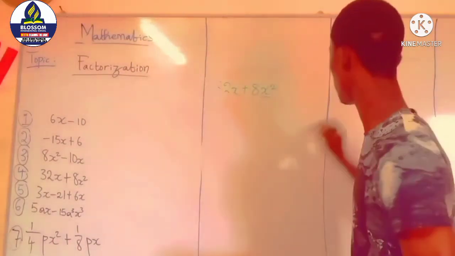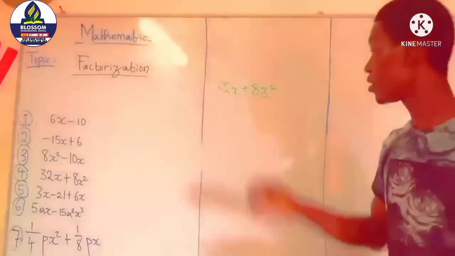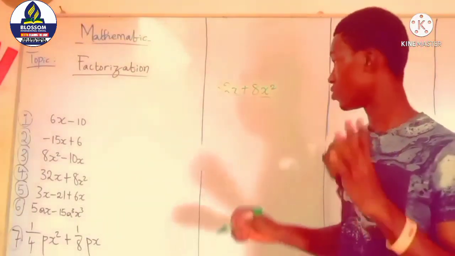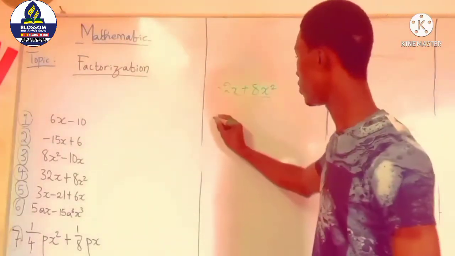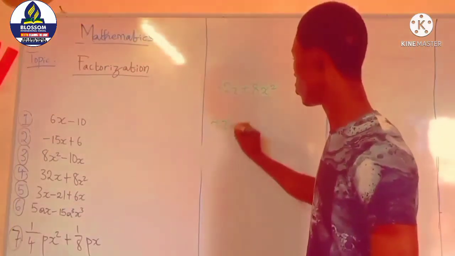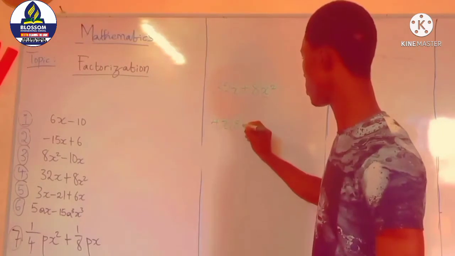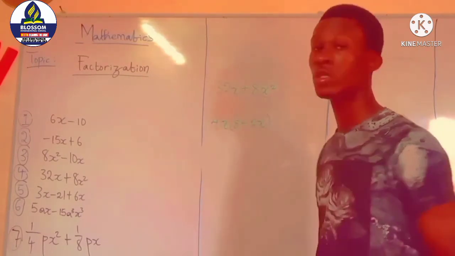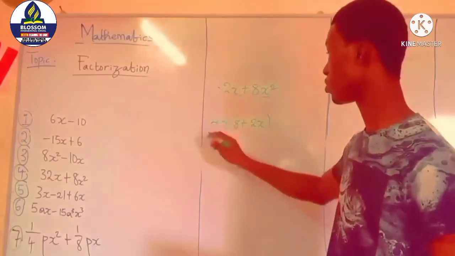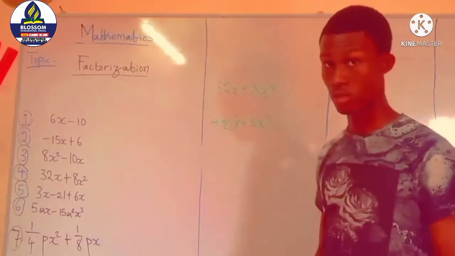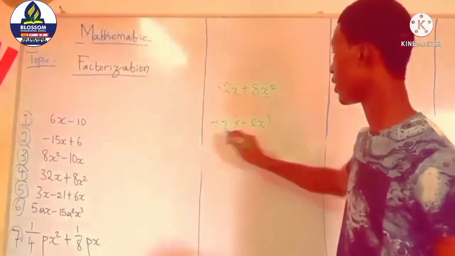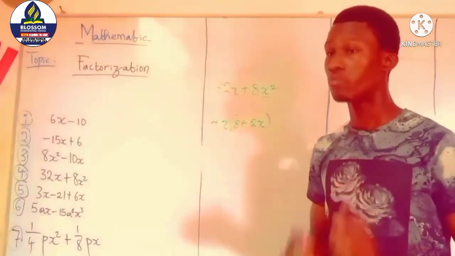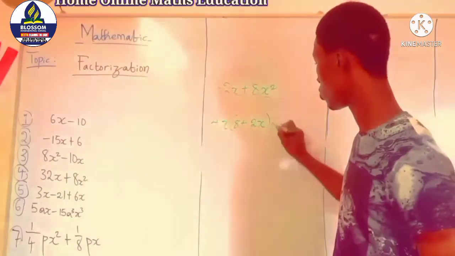Now if your answer is this, when looking at this question, there are some of you who may give different answers. For example, someone can give this: 4x open brackets 8 plus 2x. Now, as a matter of fact, we know that 4x times 8 will give us 32x. Quite alright. We know that 4x times 2x will give us 8x squared. Quite alright. But to be honest with you, this is wrong.